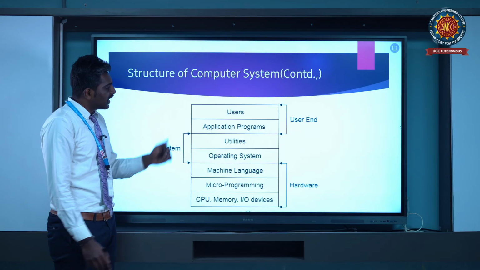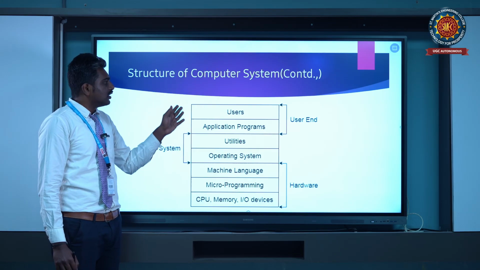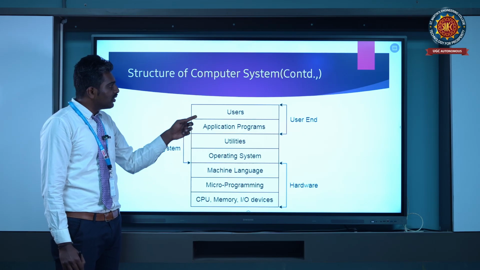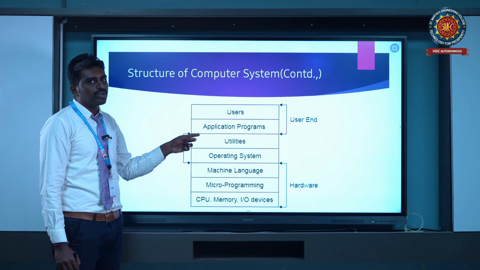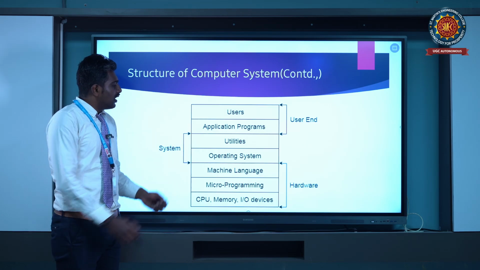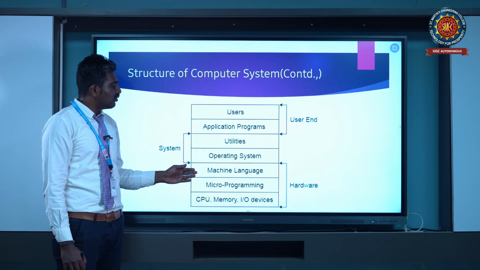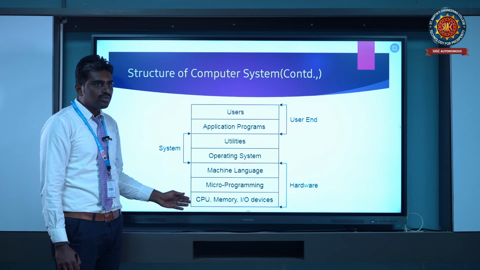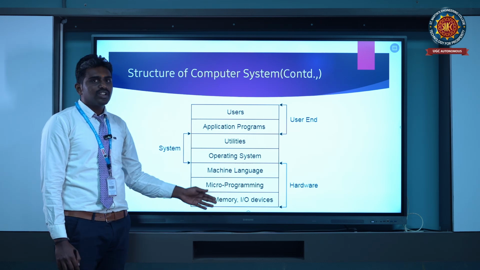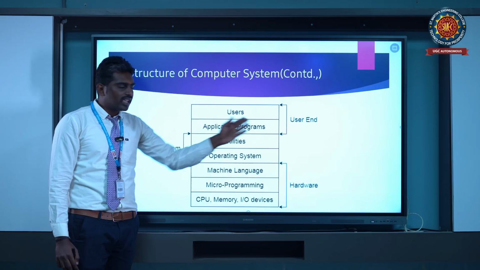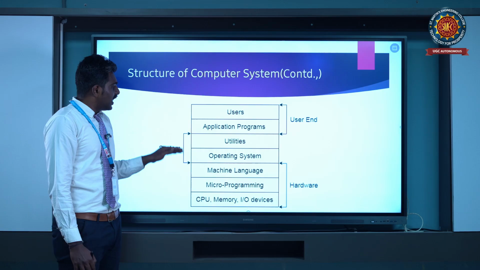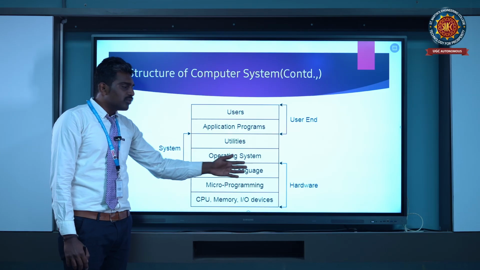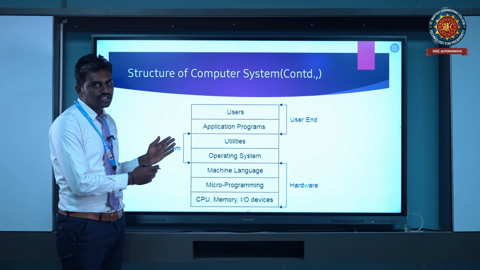Next is the diagram of the computer system structure. In total, 7 layers are available. First is the user, second is application programs, third is utilities, fourth is the operating system, fifth is machine language, next is micro programming, and the final one is CPU, memory and IO devices. The first two are categorized on the user side, the middle layers on the system side, and the bottom three layers on the hardware side. So this is the structure of a computer system.